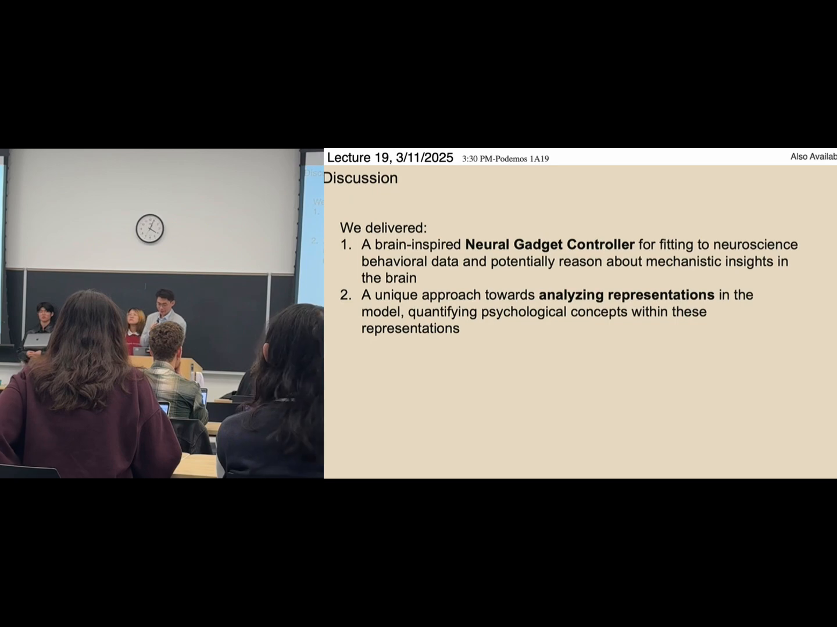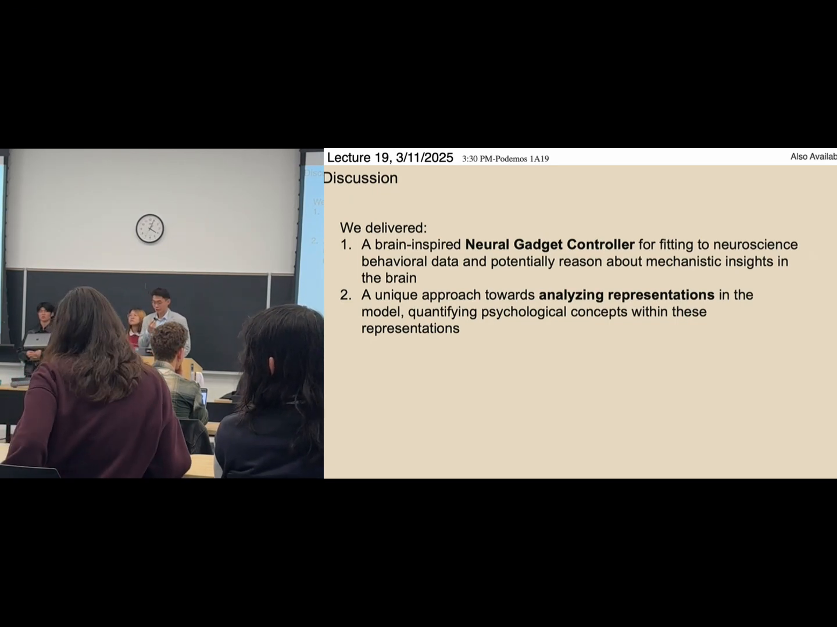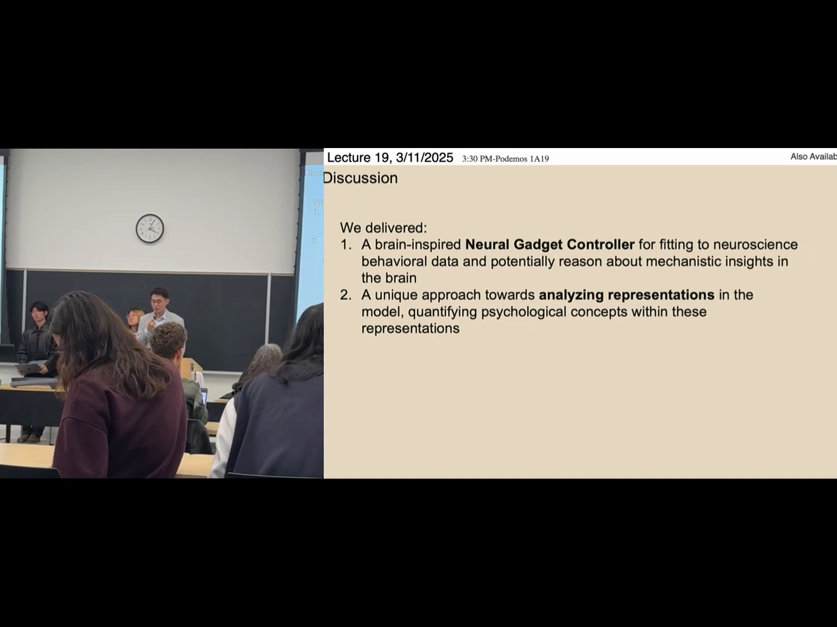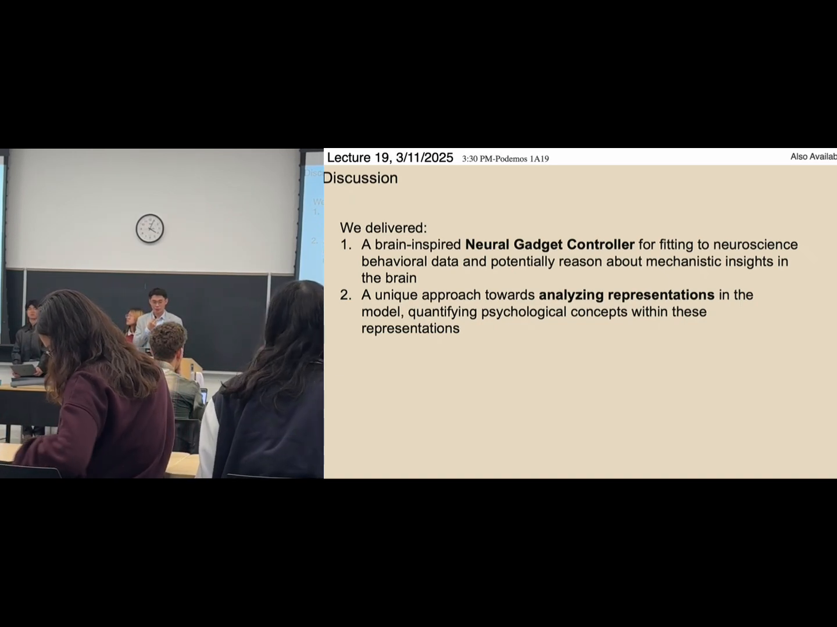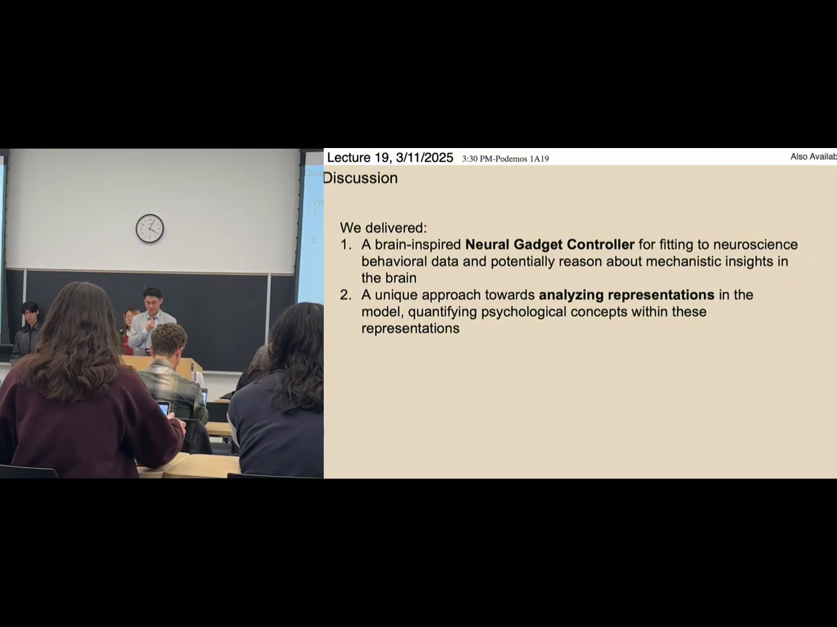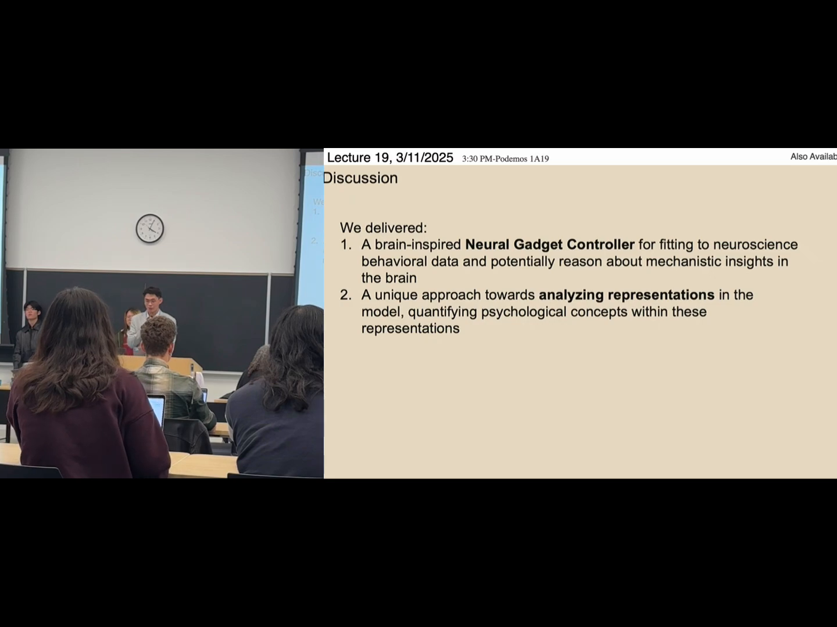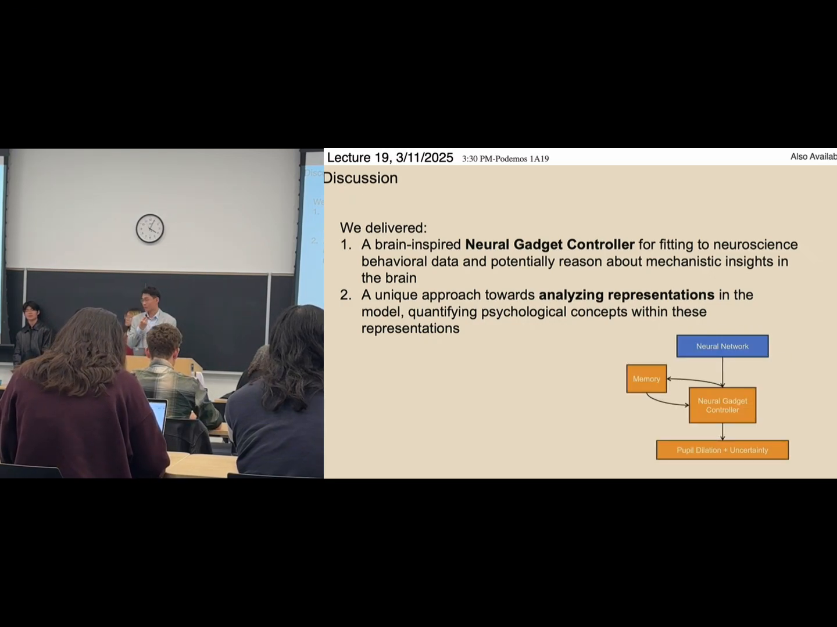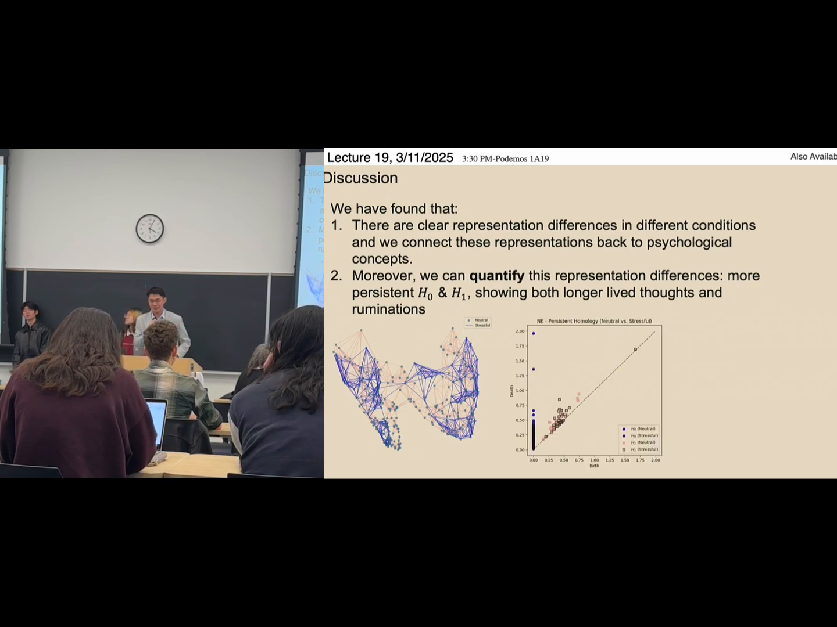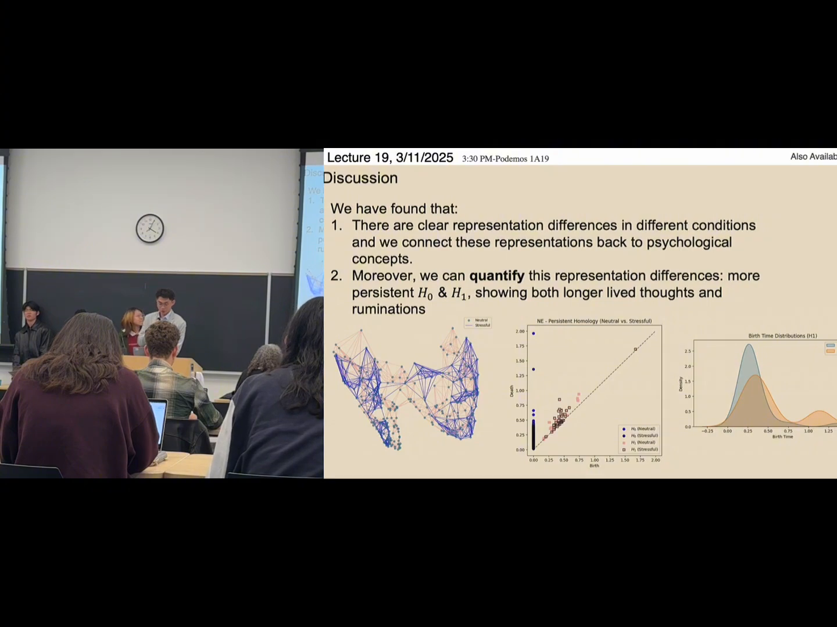So what we have learned: we have delivered a neural gadget controller that mimics the brain's ideas, using the brain's mechanistic insights to fit a neuroscience dataset and talk about rumination. We also have a unique approach to analyzing the representations of the model, trying to quantify psychological concepts within them. We found that the representations are indeed different between stressful and neutral conditions, and we can quantify them with statistical tools.